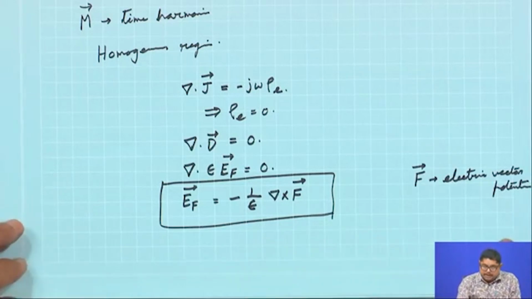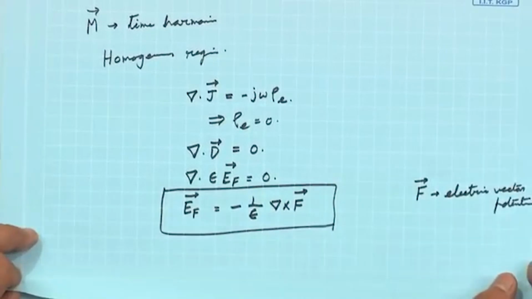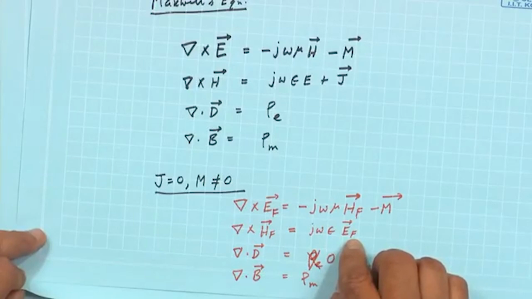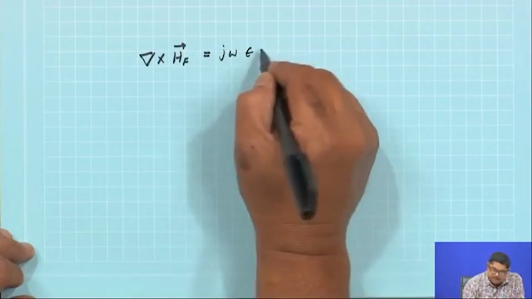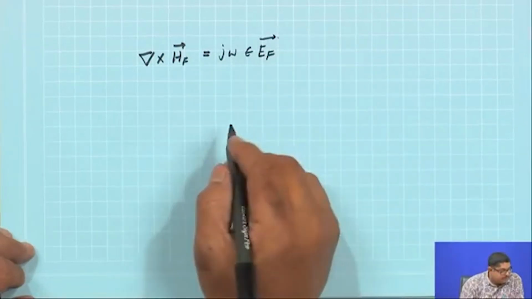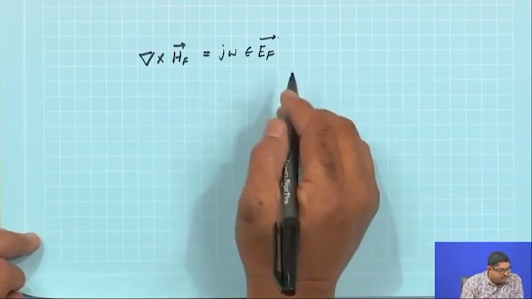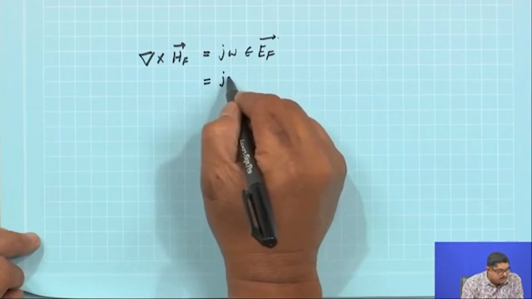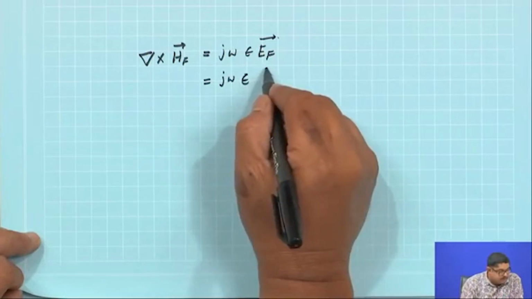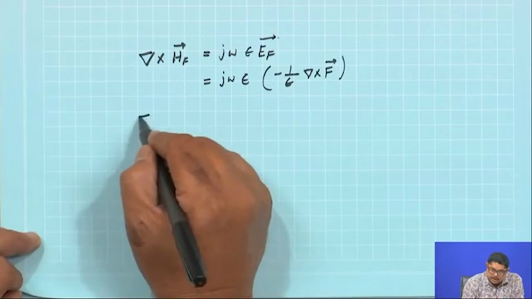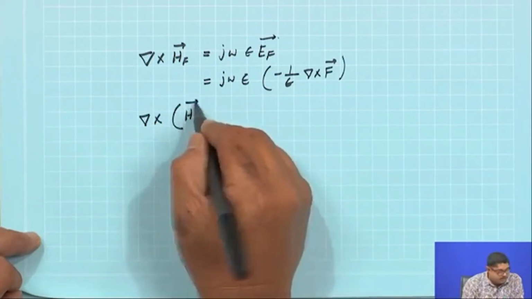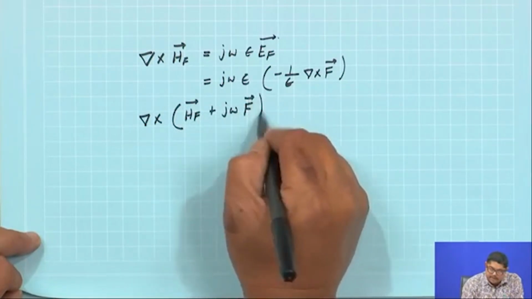Now, I can substitute this EF in Maxwell's second curl equation. I now have an expression for EF in terms of F. So, this is my second curl equation, and that gives me del cross HF is j omega epsilon EF. Now, this EF value I can write as j omega epsilon times minus 1 by epsilon del cross F, or I can write del cross of HF plus j omega F, that becomes 0.